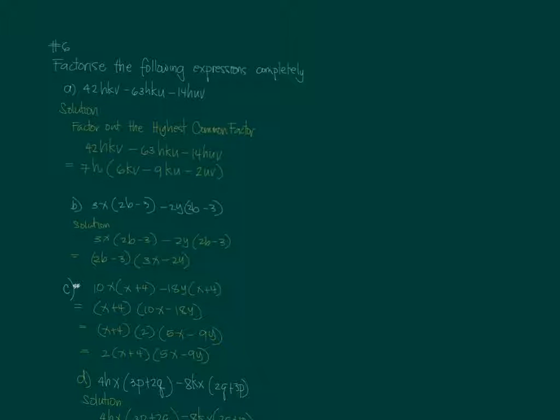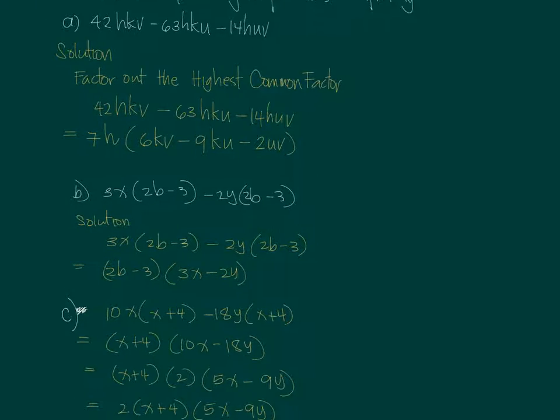Okay, so we are now in number 6. This is type 2 for MT4, basic algebra and algebraic manipulation. So we have 3 expressions to factor. Number 6 is all about factoring. So let's look at letter A.